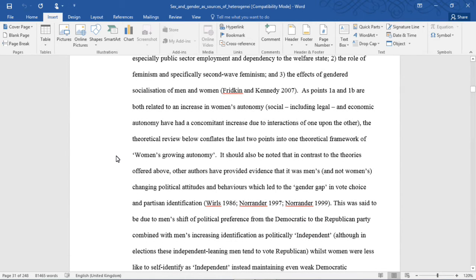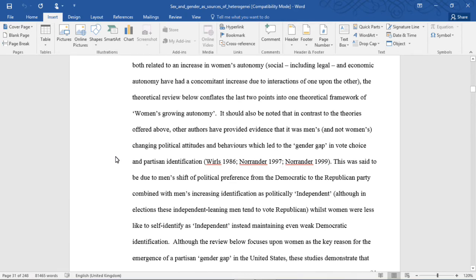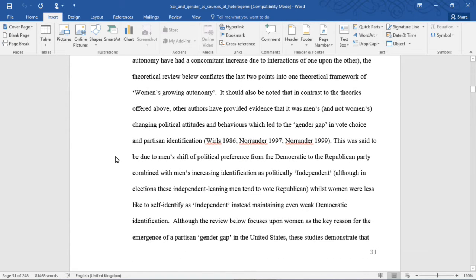As points 1A and 1B are both related to an increase in women's autonomy, social, including legal and economic autonomy, have a concomitant increase due to the interactions of one upon the other, the theoretical review below conflates the last two points into one theoretical framework of women's growing autonomy.